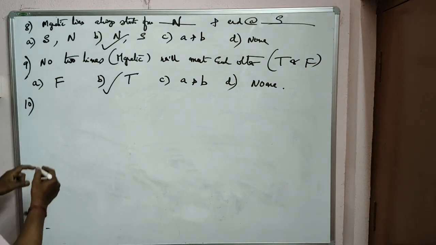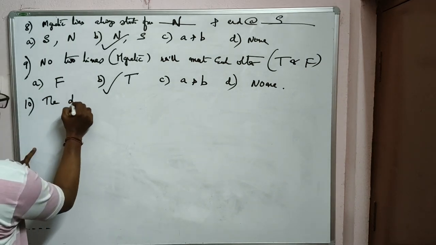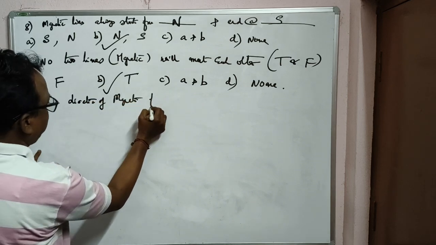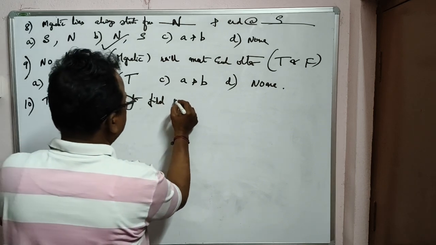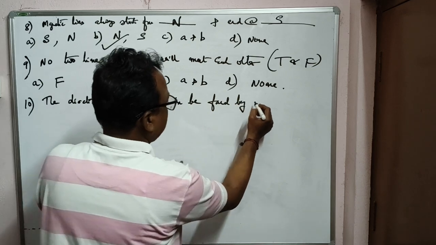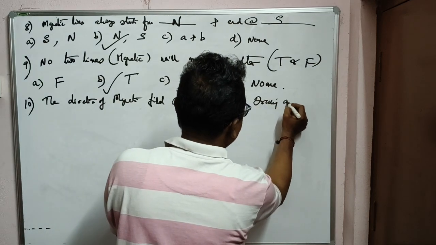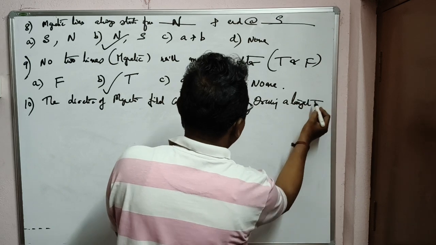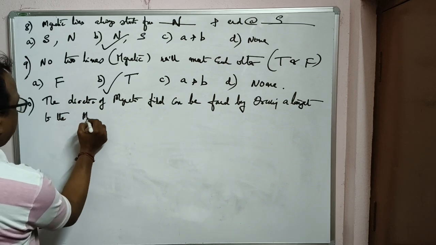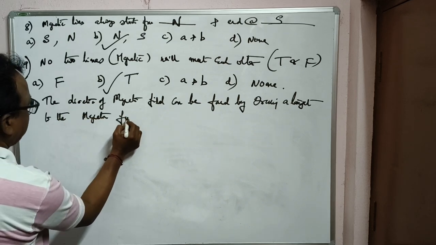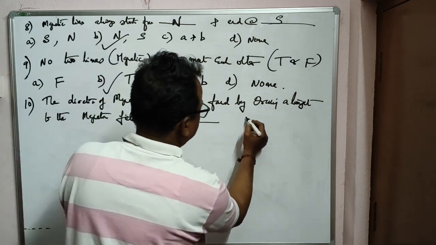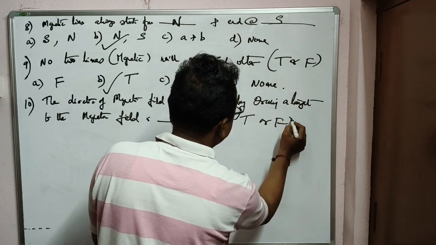Next one, 10th one. The direction of magnetic field can be found by drawing a tangent to the magnetic field, dash. That means true or false.